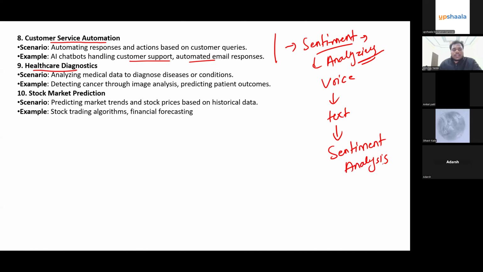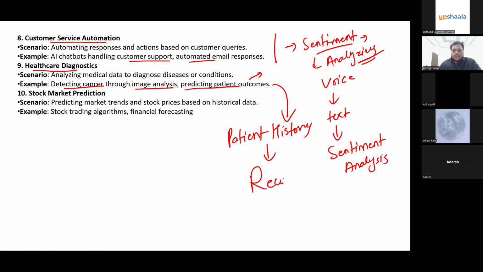Same thing in healthcare: we have a large number of applications, like detecting cancer, image analysis, and predicting patient outcomes. Many startups in India and abroad are maintaining patient history, and based upon the patient history they give recommendations to the particular patient. So this is one of the use cases.